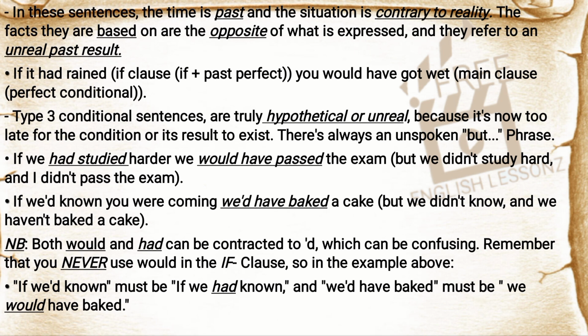result. Example: if it had rained, if clause, if plus past perfect, you would have got wet, main clause, perfect conditional. Type 3 conditional sentences are truly hypothetical or unreal, because it's now too late for the condition or its result to exist. There's always an unspoken 'but' phrase. If we had studied harder we would have passed the exam, but we didn't study hard, and we didn't pass the exam. If we'd known you were coming we'd have baked a cake, but we didn't know, and we haven't baked a cake.